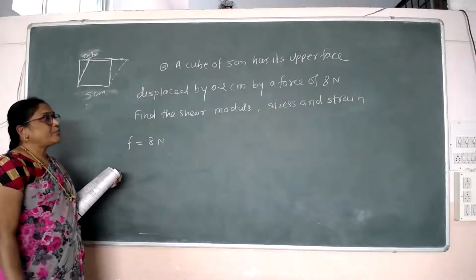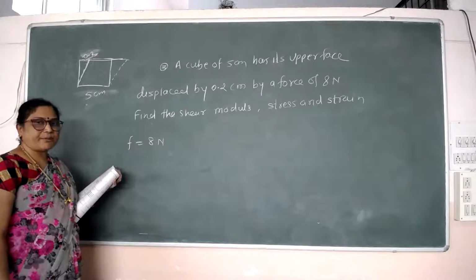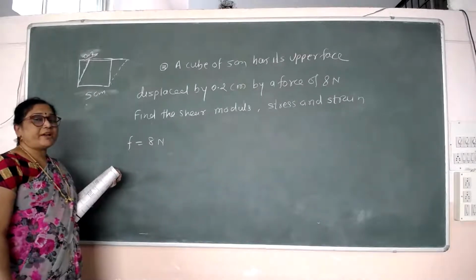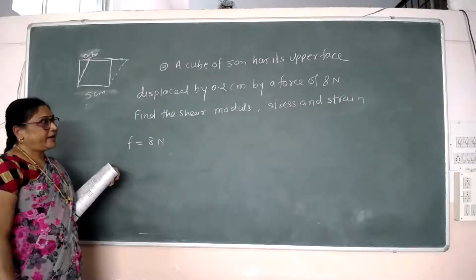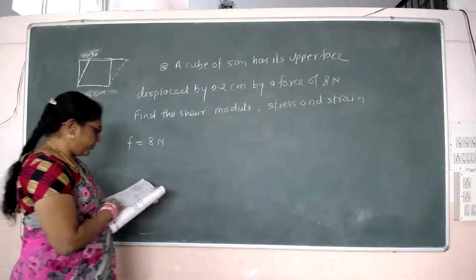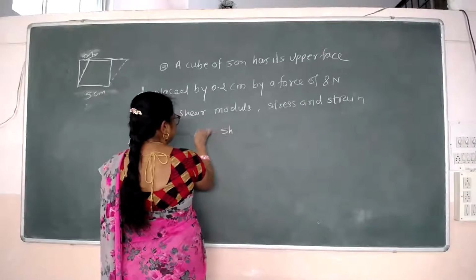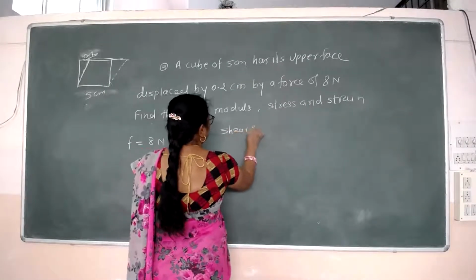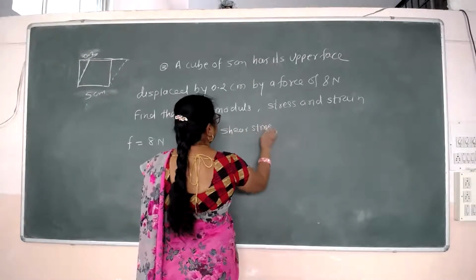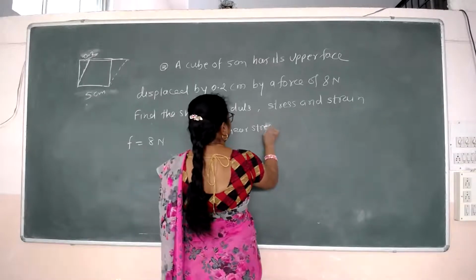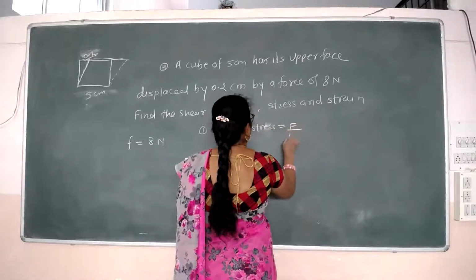We know that shearing modulus is equal to stress divided by strain. And stress is defined as the force divided by area. Then find out the first value. That is the shear stress, the first part answer. Shear stress is equal to F divided by A.